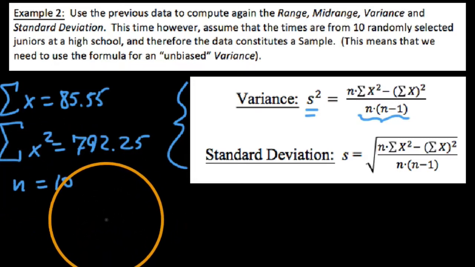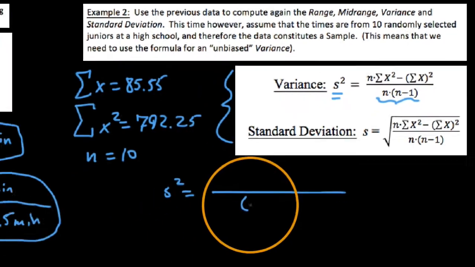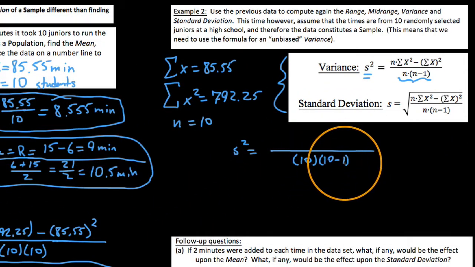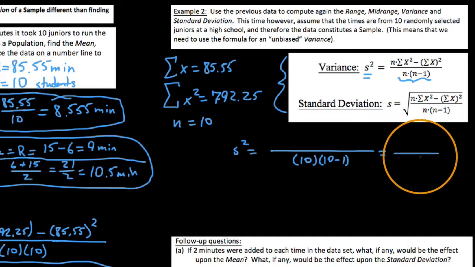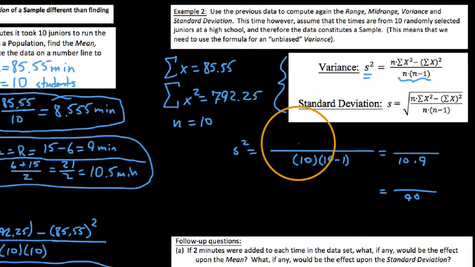So nothing's different. The only thing that's different is when we write s squared now, in the basement, we're not going to get 10 times 10. We get 10 times 10 minus 1. Or in other words, we get 10 times 9. In other words, we get 90. And then on the top here, we say, well, what do we get on the top? It's the same stuff, guys.